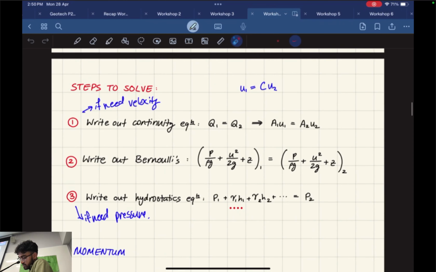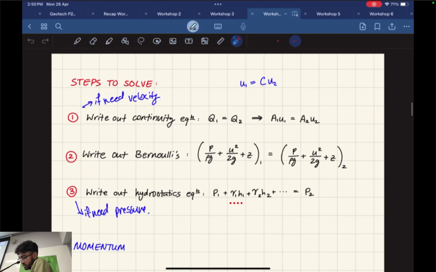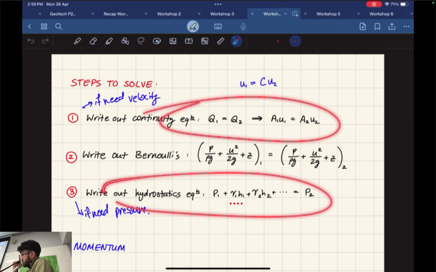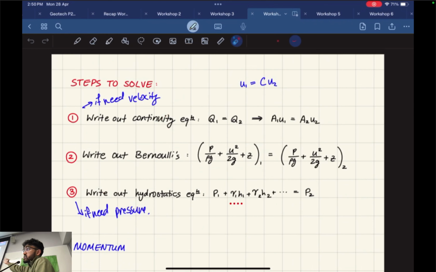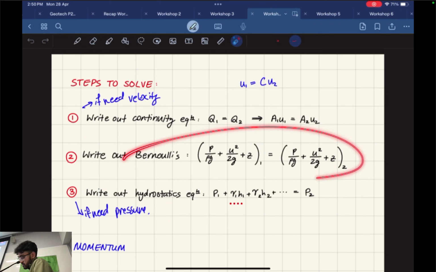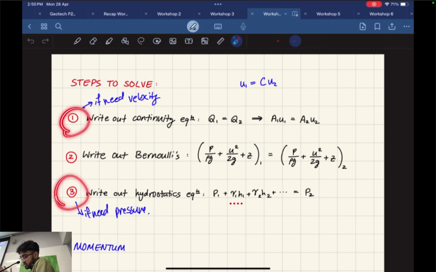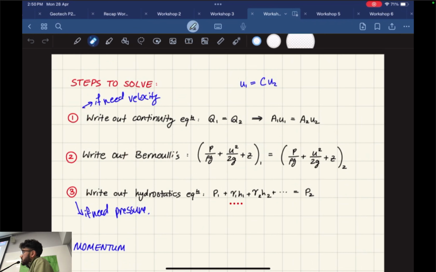And these are just steps to solve your general Bernoulli's equation question. You can use continuity, or you can use your hydrostatics manometer equation to find your pressures, because usually they're going to give it to you. And then after you do that, you can finally write the Bernoulli's equation. So this is step one, this is also step one, depending on what you need. If you need velocity, use your continuity equation. If you need pressure, use your manometer equation. And then you just sub it in.